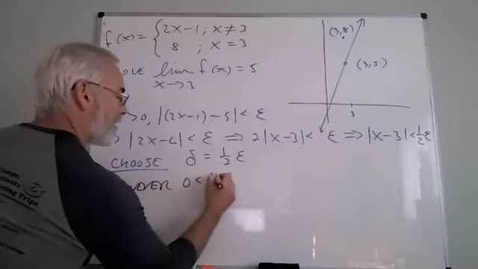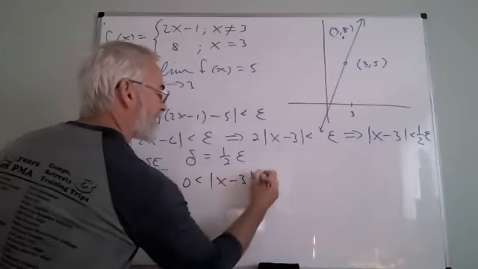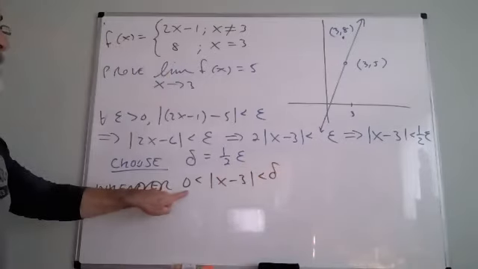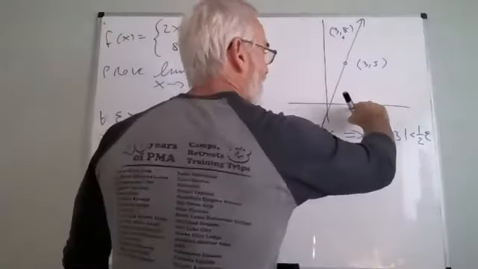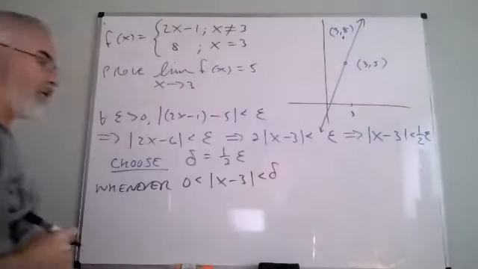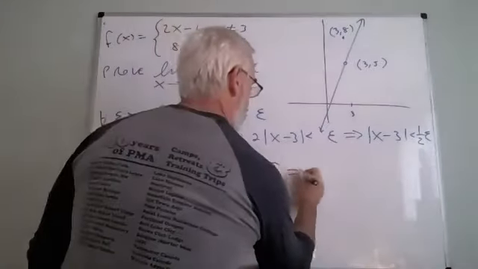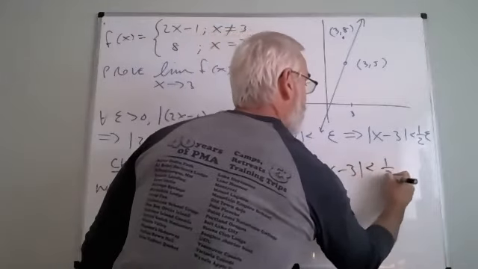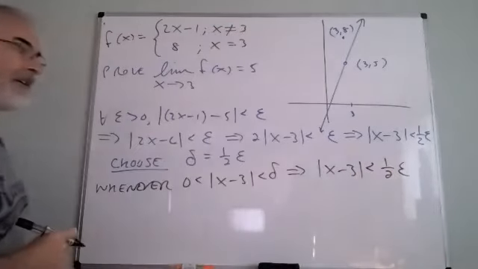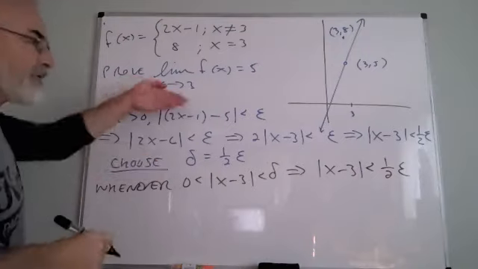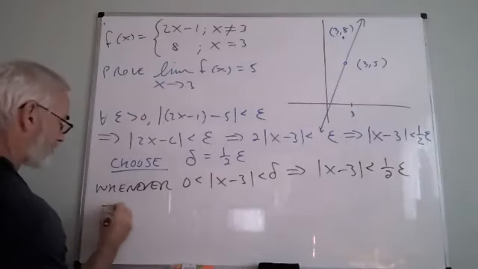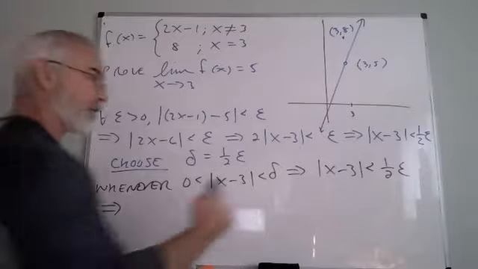whenever the absolute value of x minus 3 is less than delta, and notice again the strict inequality because I'm never going to equal 3. In fact, in this case, there's a hole there. This would imply that the absolute value of x minus 3 is less than 1/2 epsilon. Now I'm essentially going to do this algebra in reverse, because we already know what the algebra is going to look like.